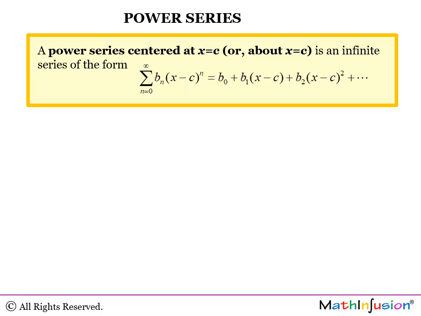A power series centered at x equals c, or sometimes we say about x equals c, is an infinite series of the form sigma n runs from 0 to infinity of b_n (x minus c)^n. The first few terms are going to be b sub 0 plus b sub 1 (x minus c) to the 1 plus b sub 2 (x minus c) to the power of 2, and many more.